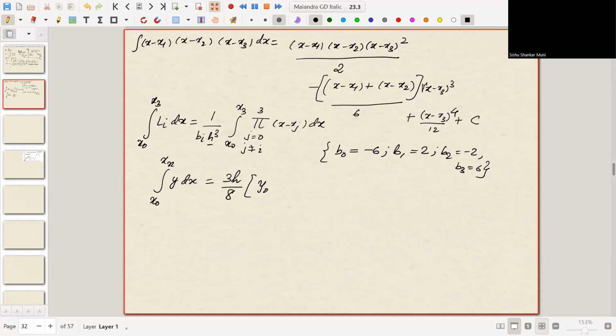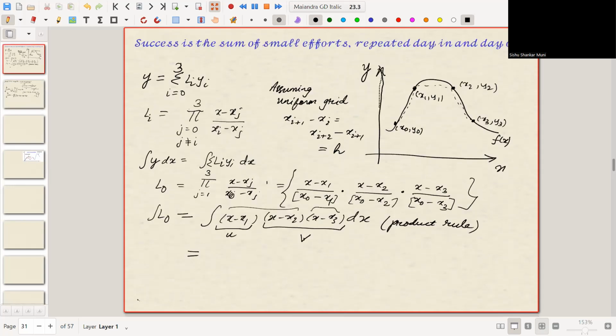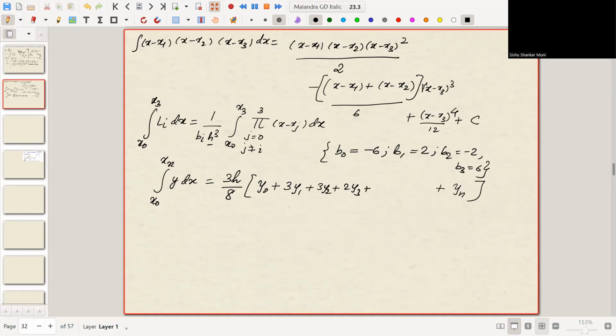Y0 and yn will be there. But what matters is the middle part. It will be 3y1, 3y2, but it will be 2y3. Observe that pattern. See, how many points we took in the first example? Here x0, y0, x1, y1, x2, y2, x3, y3. Now you see the pattern here: y0 plus 3y1 plus 3y2 plus 2y3.